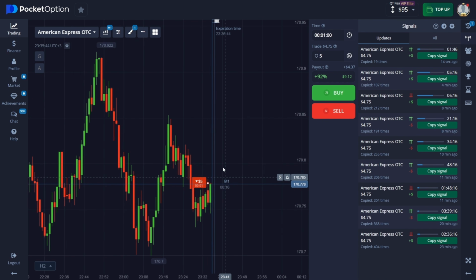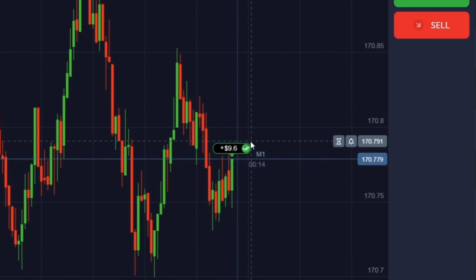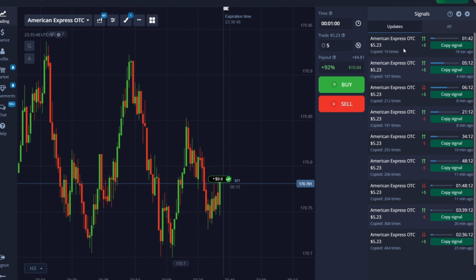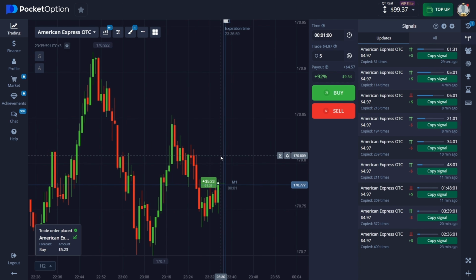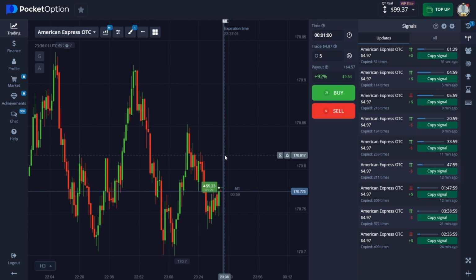Only 2 seconds left and we won our first trade. Now my balance has increased to $104. Okay, let's find another trade. As I can see, we have a second trade for 1 minute and 35 seconds. This is the only trade we have for the lower time frame. I selected this trade and it was an upside trade that I copied.